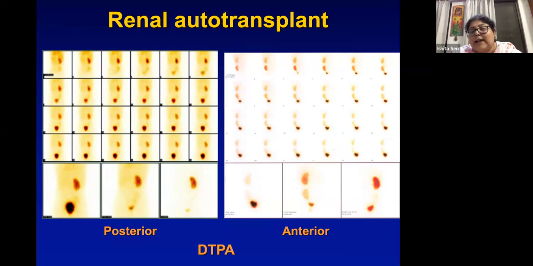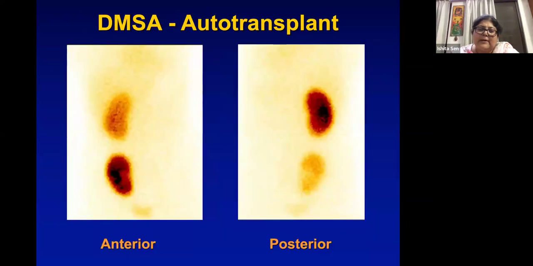No, it's not. This was actually a renal autotransplant. So this was a patient who had a renal autotransplant, which was done on the same side. And a crossed ectopia also looks just like this, except that here we have a history that the kidney underwent a renal autotransplant.